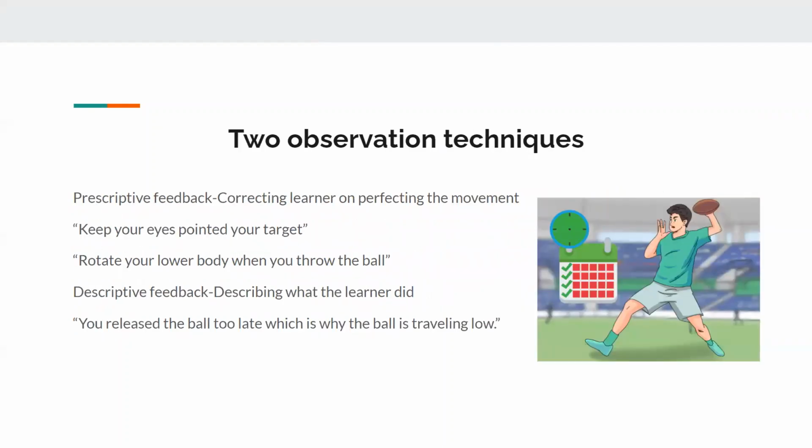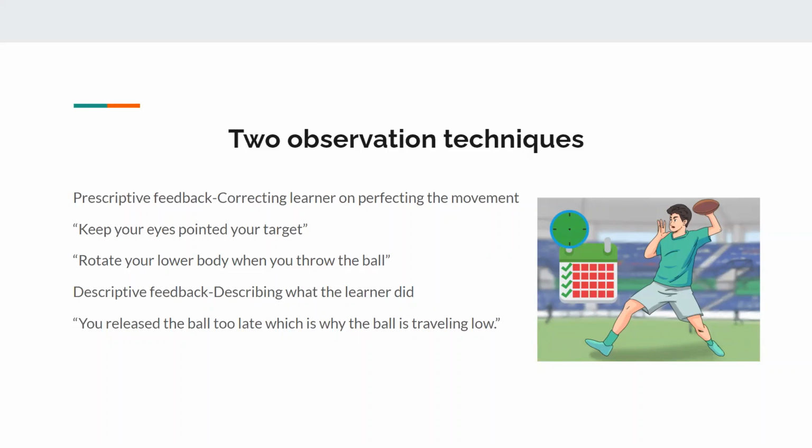So for our two observation techniques, I put both prescriptive and descriptive feedback. For prescriptive feedback, that is correcting the learner on perfecting the movement. Some examples I put for when throwing a football could be keep your eyes pointed at your target, or rotating your lower body when you throw the ball. And this essentially allows the learner to be critiqued and learn to perfect this movement.